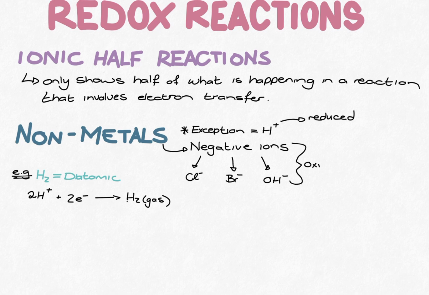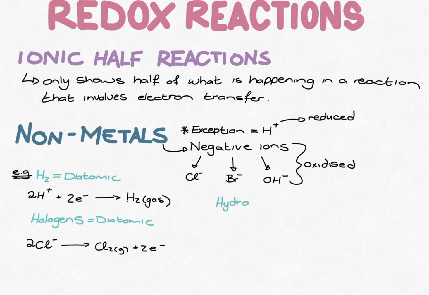Now the second example that we're going to do is a negative ion, and these ions are oxidized. So halogens like chlorine and bromine are also diatomic, meaning that we're going to need two of them. So we're going to need two chloride ions, and this will give us neutral chlorine that lost two electrons in total. Lastly, we have our hydroxide ion, and this is also called the oxygen half equation, and this one is the most complicated of them all.